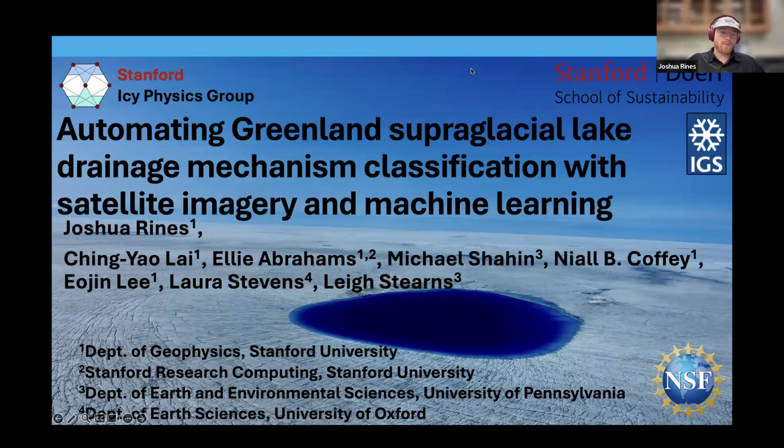Yeah, so shifting gears a little bit, I'm going to talk today about supraglacial lakes, specifically in Greenland, and more specifically, how we can go about automating classifying the drainage mechanism of those supraglacial lakes using satellite imagery and machine learning. This is part of a broader project that I'm involved with a bunch of co-authors that you see there, my advisor Yao, Ellie, Michael, a couple other group members, Niall and Ojin, and then Laura Stevens at Oxford and Lee Stearns. Great, let's get into it.